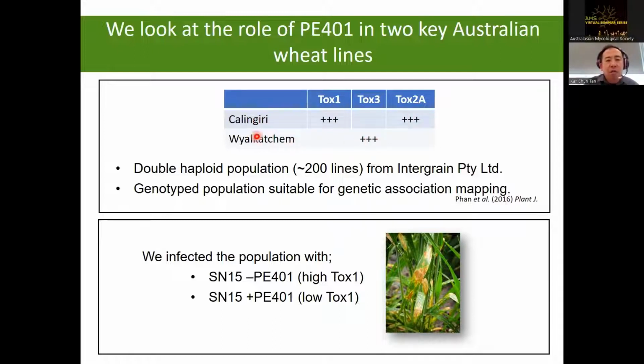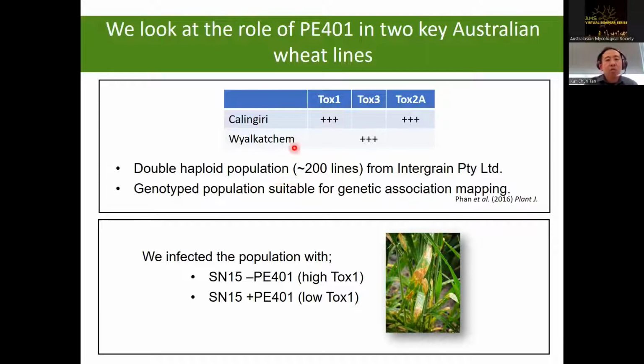So if you cross these two and make the population, the genes that confer sensitivity to these three effectors will obviously segregate within the population. This population was made by one of the breeding companies, Intergrain, and it's been a godsend to us, right? We genotype the population with genetic markers and use it a lot for genetic association mapping to look for particular traits in wheat that are favorable for breeding purposes. But in this case, it's disease resistance.